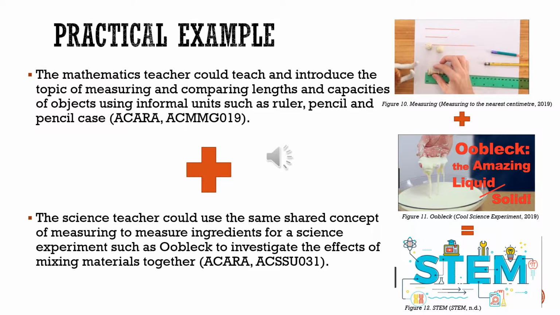However, the science teacher could use the same shared concept of measuring to measure ingredients for a science experiment, such as oobleck, to investigate the effects of mixing materials together. Conducting a science experiment such as oobleck and measuring the ingredients will allow students to use their understanding of the same concept from mathematics to successfully conduct the science experiment.